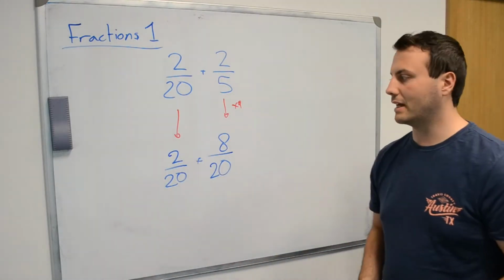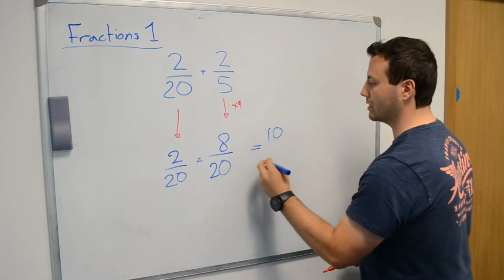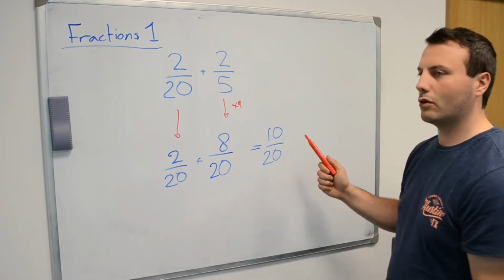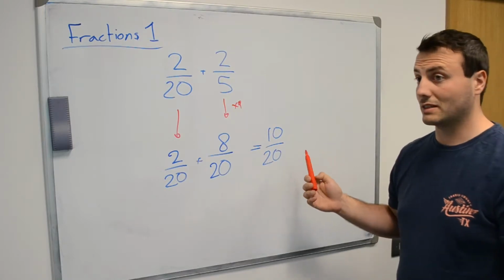And now the two can be added together. 2 plus 8 gives us 10. And on the bottom, it's just going to be the 20 still. Now this is not quite complete, 10 over 20, because it's possible to write this as something smaller.